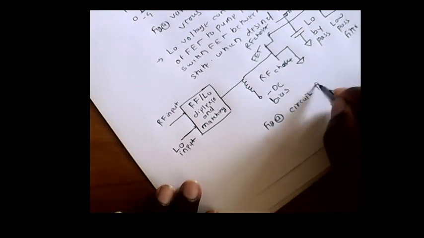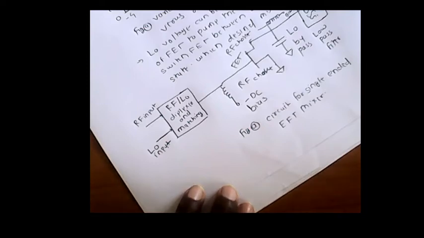So this is figure A, the circuit for a single ended FET mixer. The circuit for the single ended mixer is shown in this figure B.